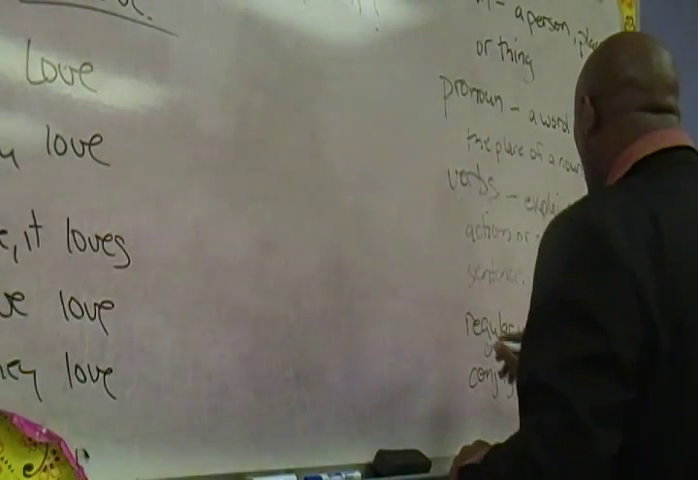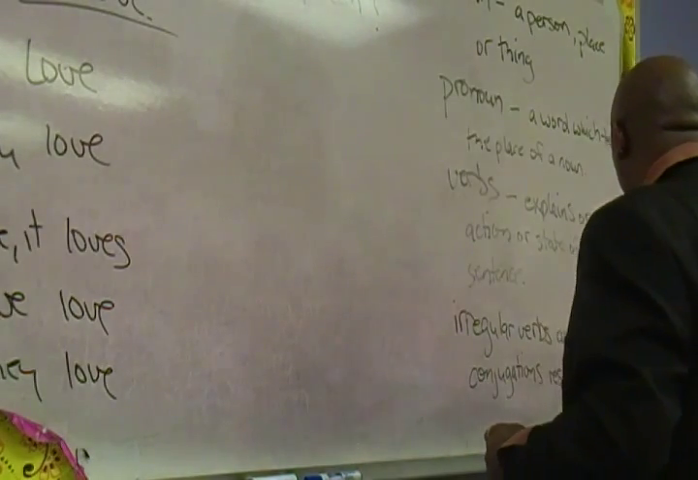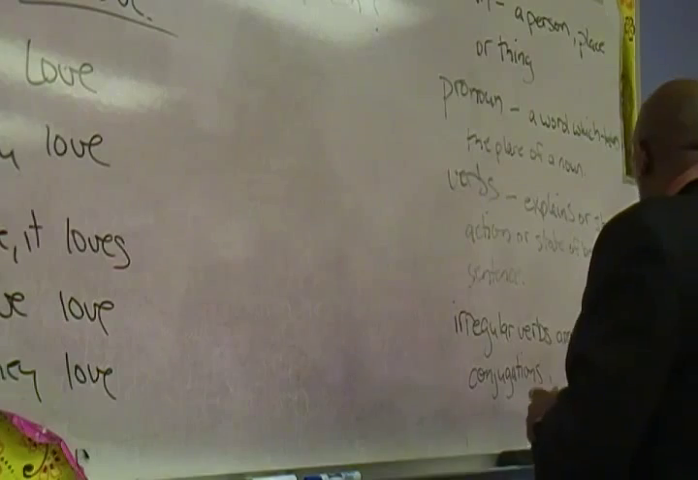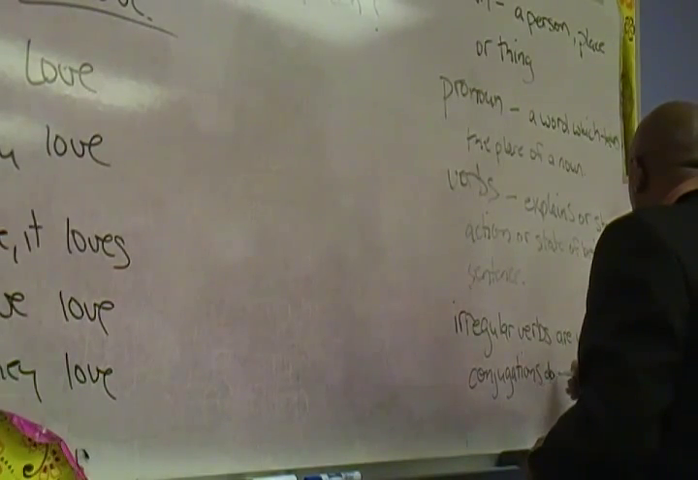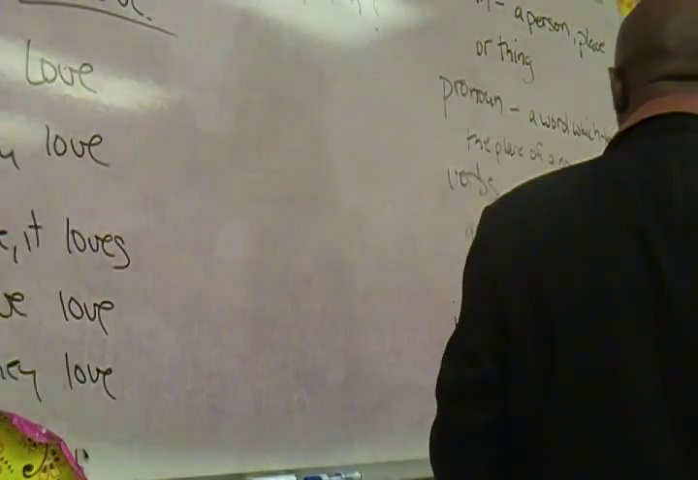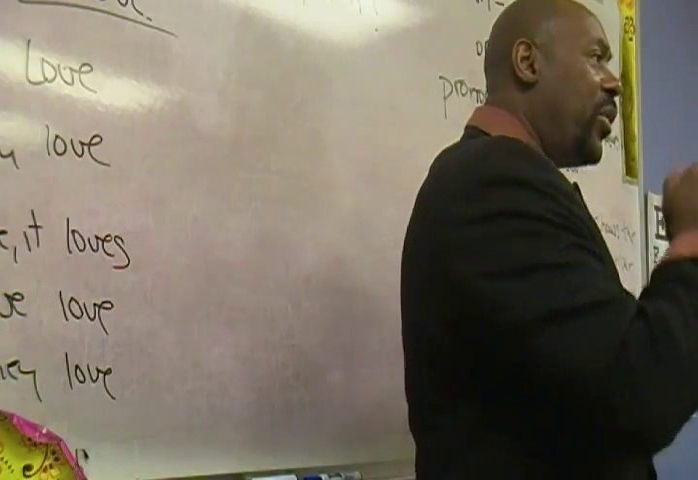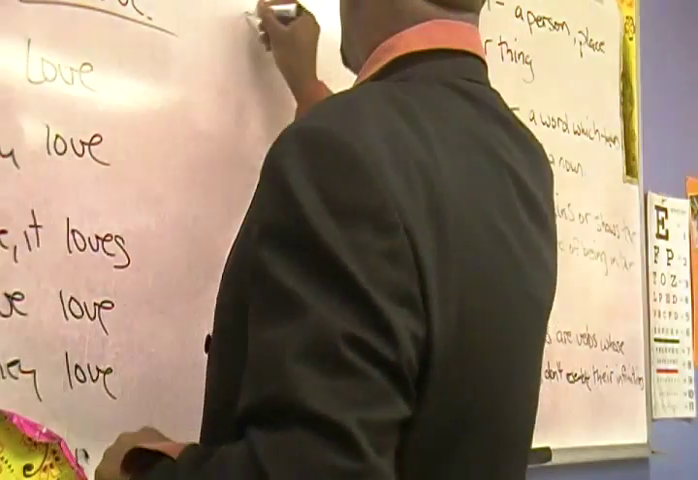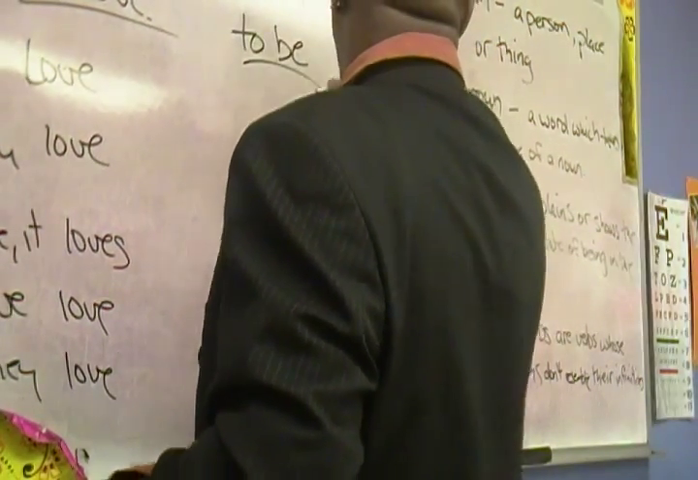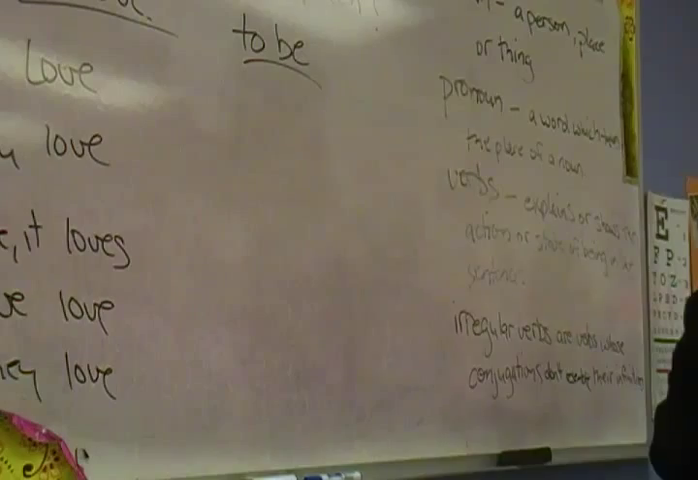Look at this. Now watch what I'm writing. Irregular verbs. Irregular verbs are verbs whose conjugations do not resemble their infinitive. So I'm putting them right next to each other so you can see it. Let's talk about the verb to be. It's irregular in Spanish, it's irregular in English, it's irregular in French.